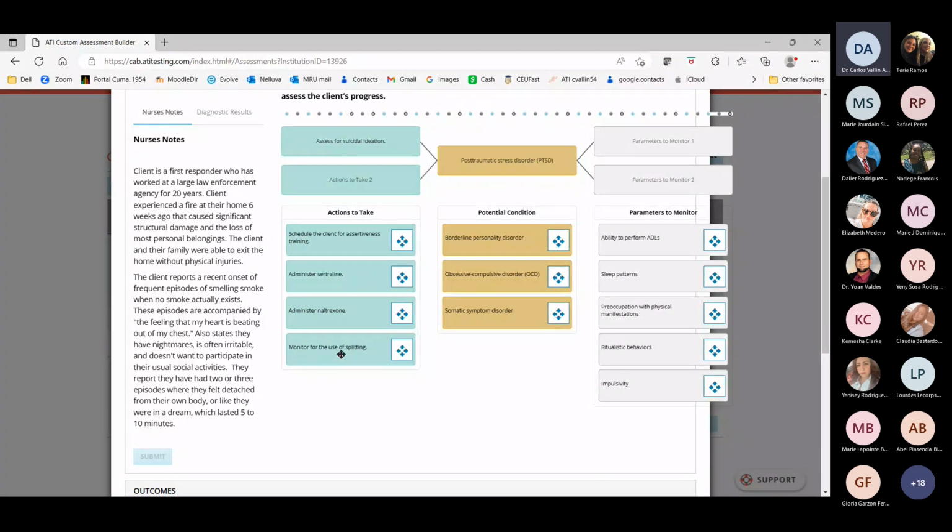Monitor the use of splitting. Splitting is characteristic of borderline personality disorder. Splitting means that you are good or you are bad. In the morning, you are good, you are marvelous. But in the night, you are horrible because you opposed something the person wanted to do. This is splitting. So it's characteristic of borderline personality disorder.